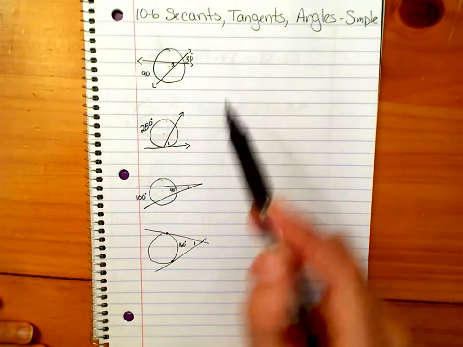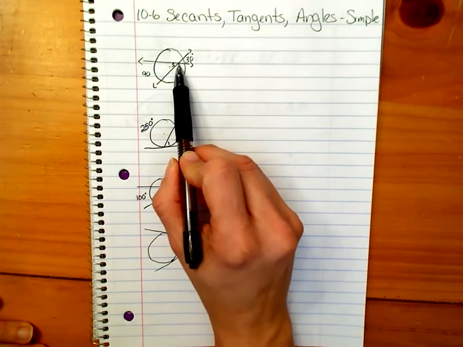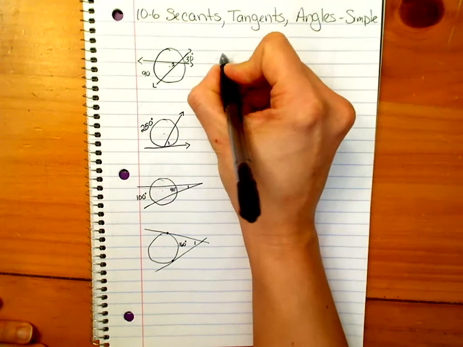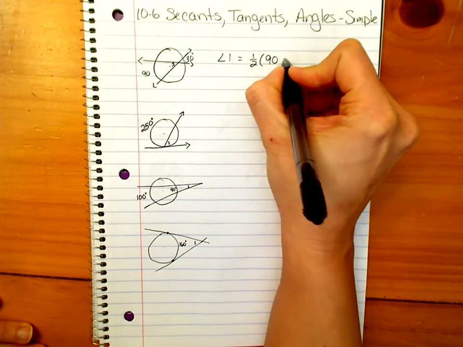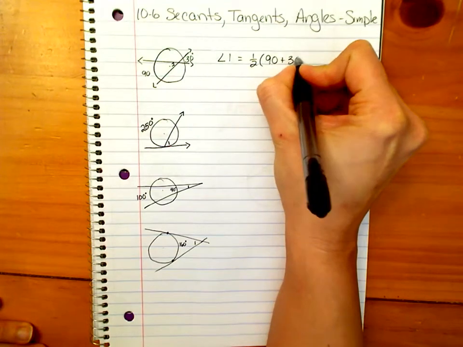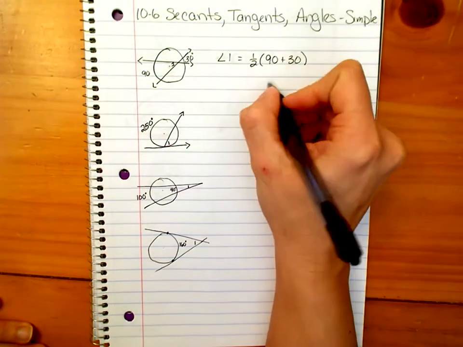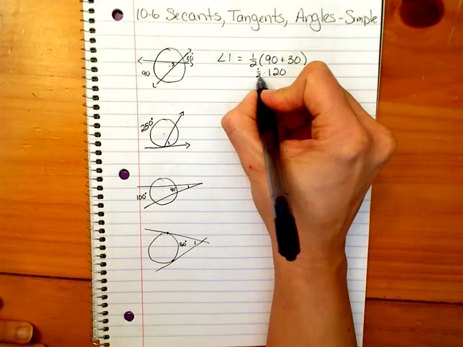So this one is 2 secants that are intersecting inside a circle. And the rule says that the angle is equal to 1/2 of the 2 arcs that they intercept added together, the sum of the 2 arcs. 90 plus 30 is 120.